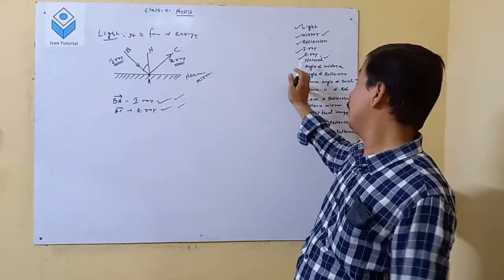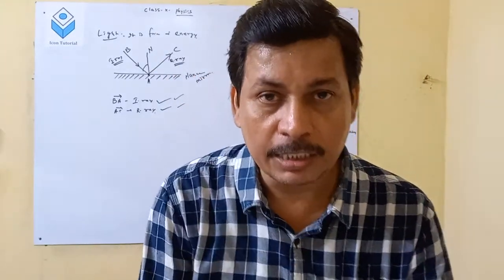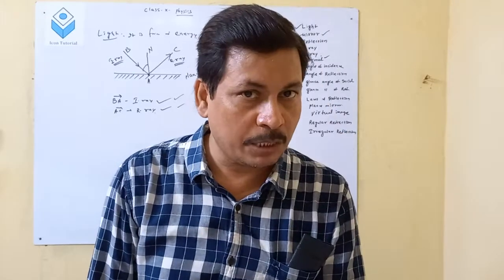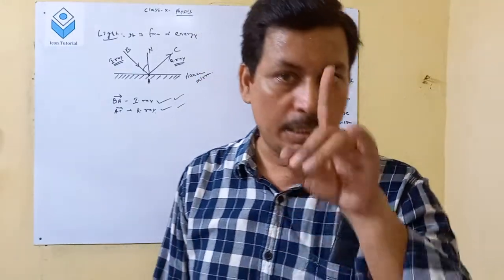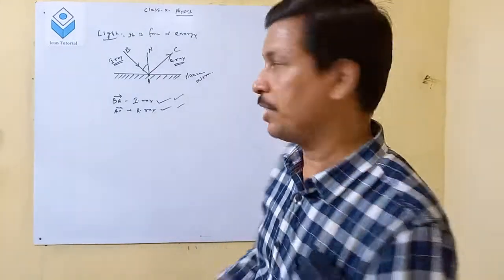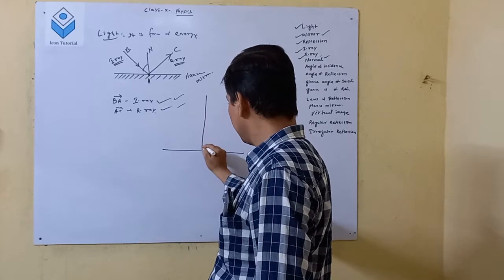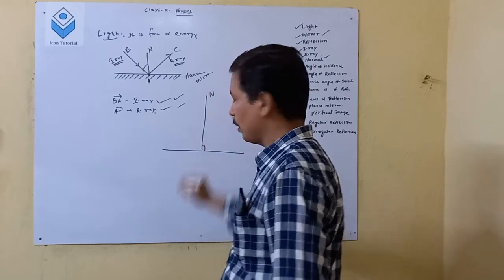Right, understand here? This is normal. What is normal? Normal is an imaginary line which is perpendicular to the mirror at the point of incidence. So this is the mirror, this is the imaginary line, this is 90 degrees. So this is normal.